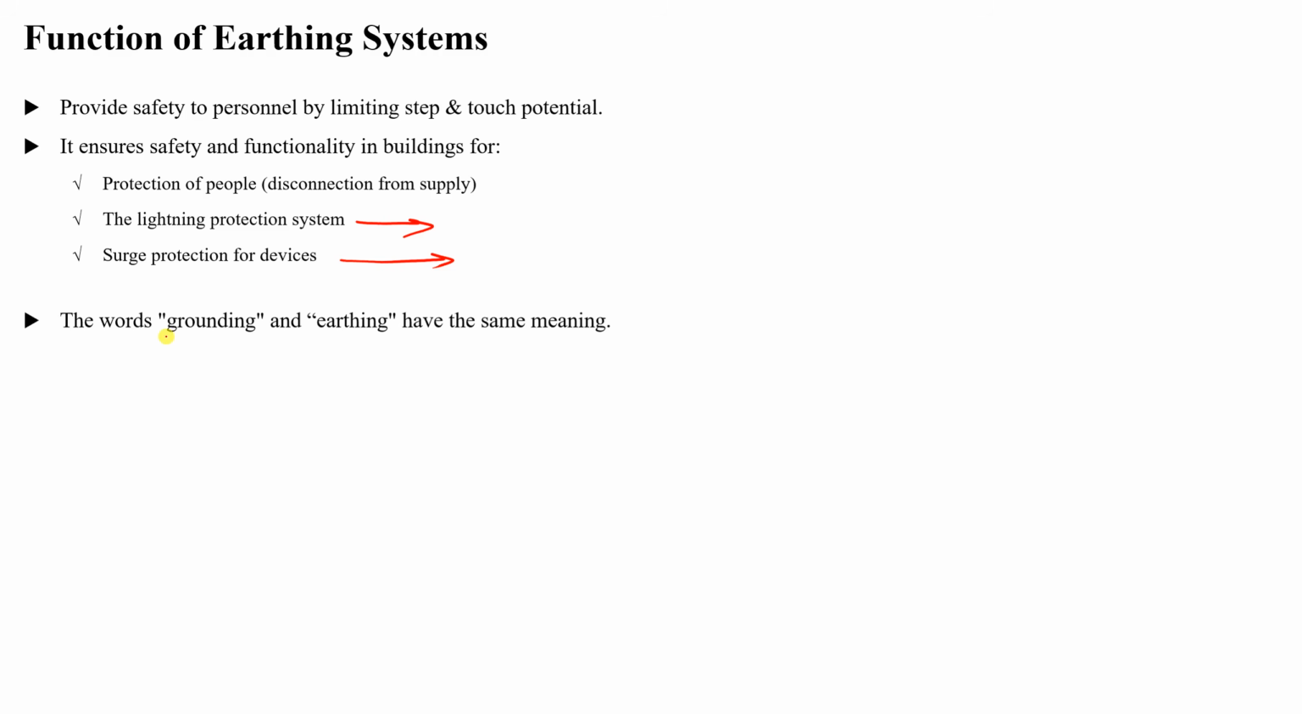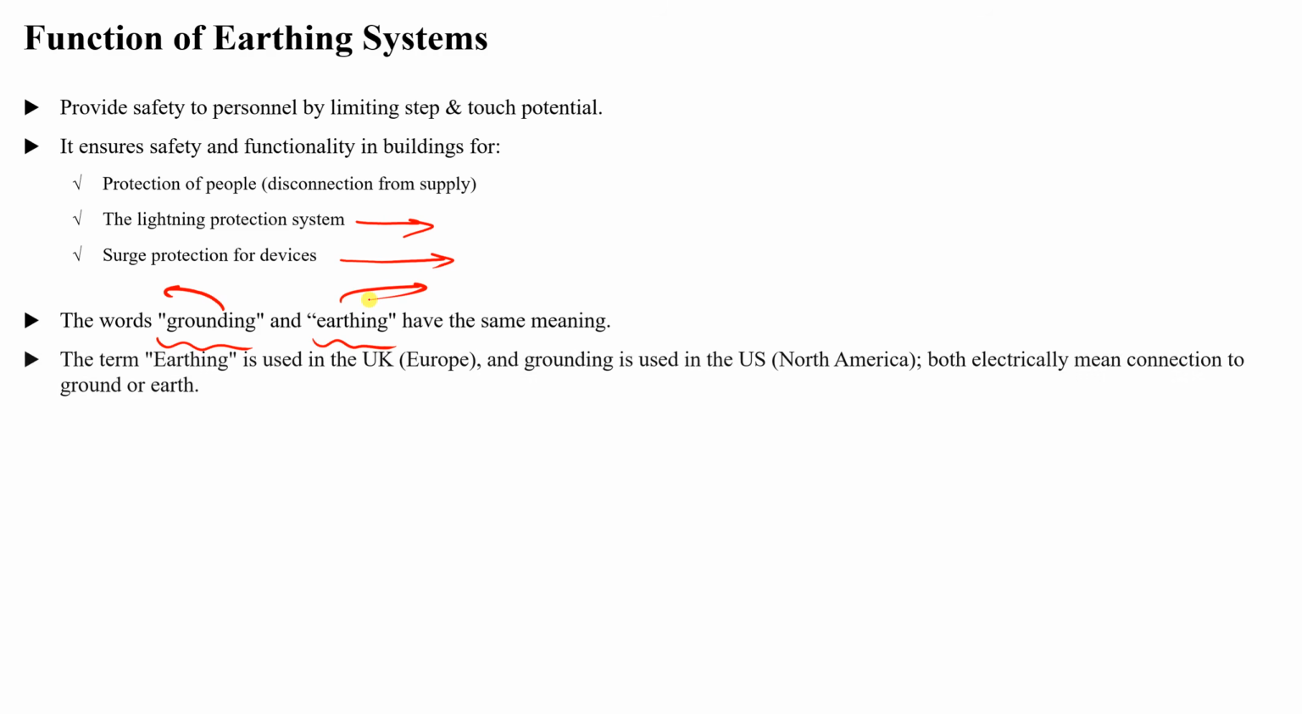Now, you may hear the word grounding and the word earthing. They actually have the same meaning. So when we say we have an earthing system or a grounding system, they are exactly the same, except that one of these terminologies is used in the European standards or UK, for example British standards, and the Middle East, and one is used in North America. North America, like the US or Canada, uses grounding; earthing is used in the European standards, the UK and the Middle East. But both of them mean an electrical connection to the ground or earth. Ground or earth, same meaning.